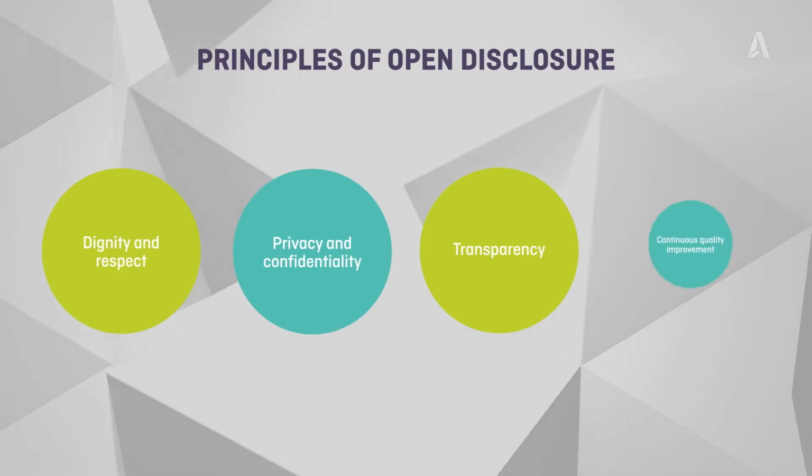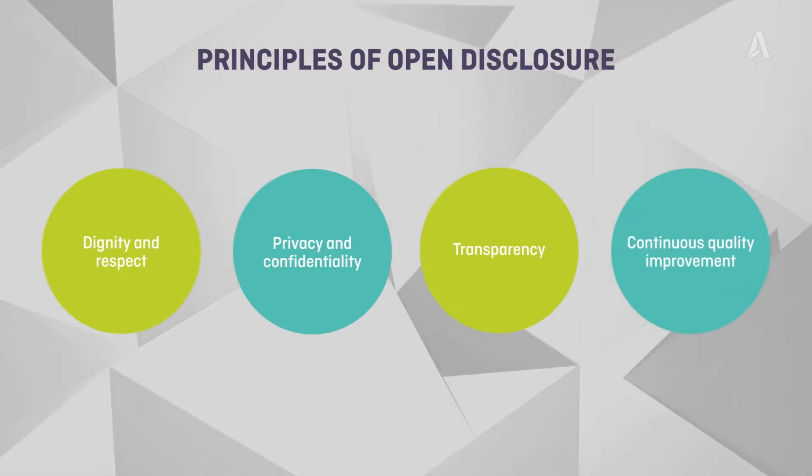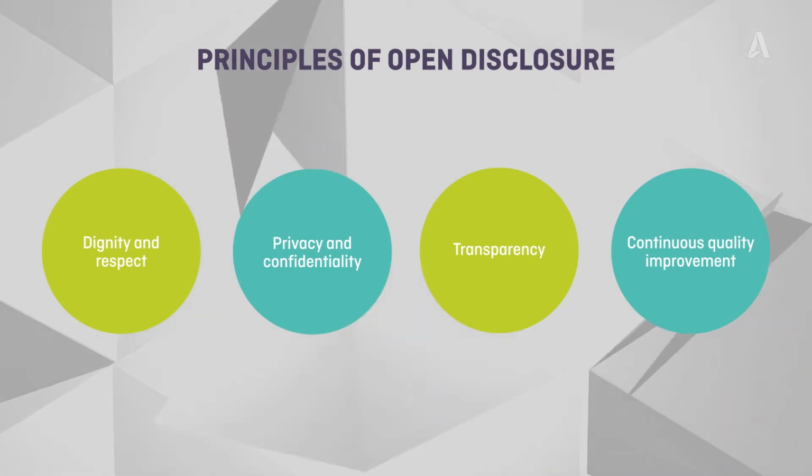Transparency is important from the minute a person enters care or services. It's really important that consumers understand what care is going to be delivered to them and that they're a partner in deciding how that's going to happen. And if you're establishing those relationships of open communication from the beginning, then it's going to be a lot easier to continue that relationship when something goes wrong. Open disclosure is an integral part of the continuous quality improvement cycle.